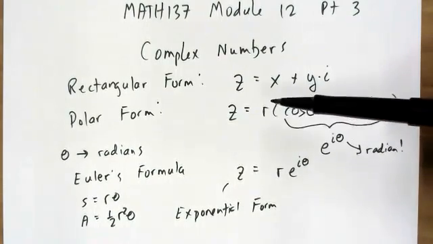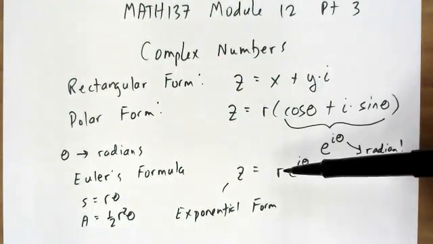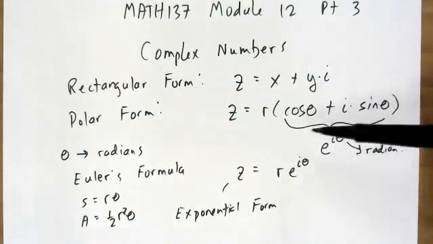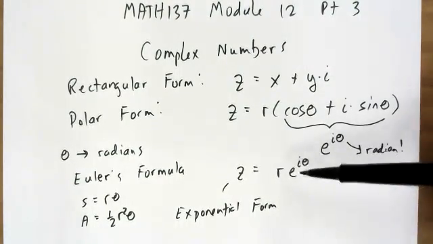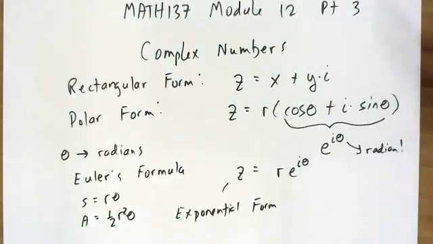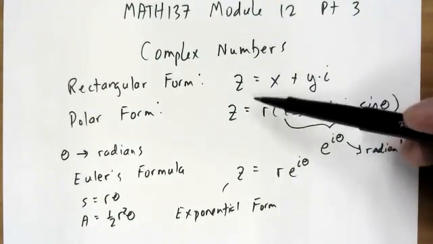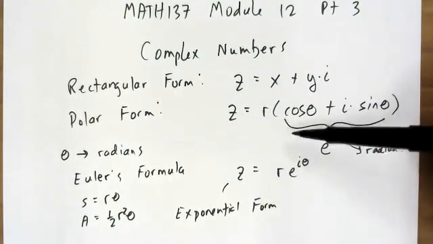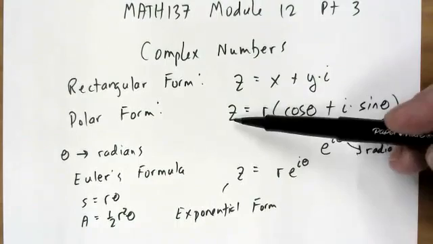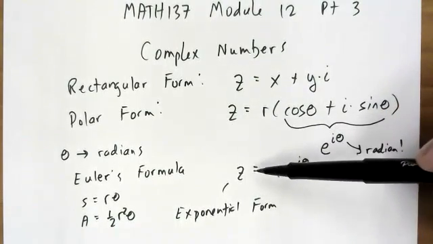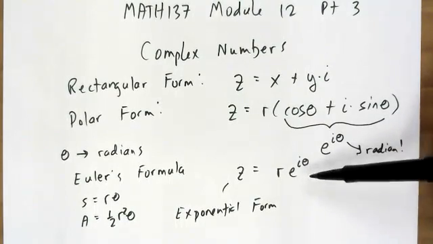So going back and forth between polar and exponential form is very simple. You have the same information, you just rewrite it and express it differently. But now we have three forms of complex numbers. In the previous textbook, they mainly just stopped after the polar form, but now we're going to include the exponential form.